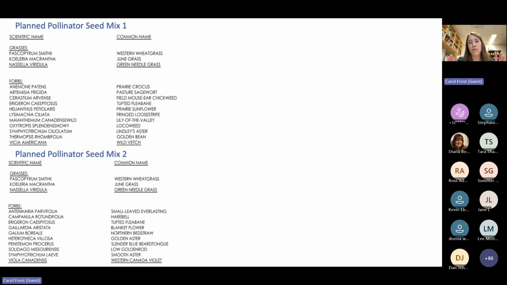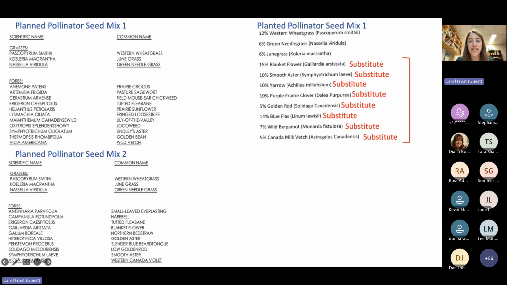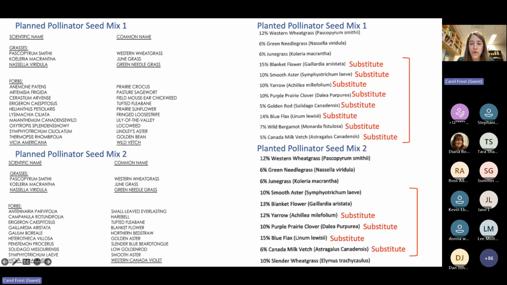However, now this is the problem that this talk is really addressing. When they went to actually try to obtain the seed for these lists that they wanted to plant, they couldn't get most of these species. So their pollinator seed mix 1 was completely substituted species. So they couldn't get any of the ones that they had wanted to get. Their seed mix 2 also had some substitutes, and so the forbs are in this red highlighted area. The seed mix 2 had almost exactly the same species as seed mix 1, only these 2 species were in seed mix 1 and not seed mix 2.